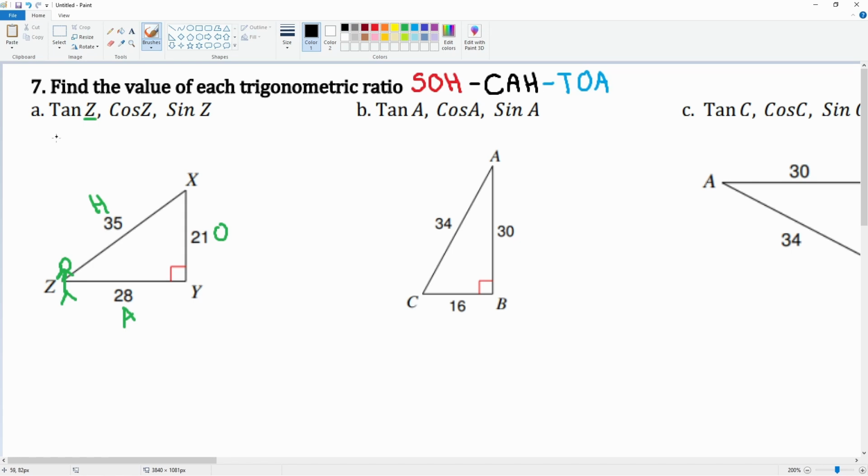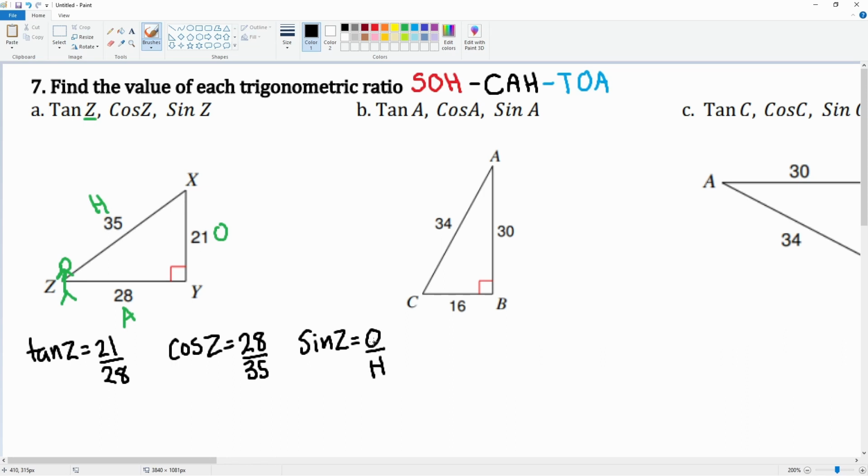All right, so let's set up tan of Z, which is opposite over adjacent. That is 21 over 28. Then we have cosine of Z. Cosine is adjacent over hypotenuse, but our adjacent is 28 and our hypotenuse is 35. Then you have sine of Z. We know sine is opposite over hypotenuse. Our opposite is 21 and our hypotenuse is 35. So it's 21 over 35.